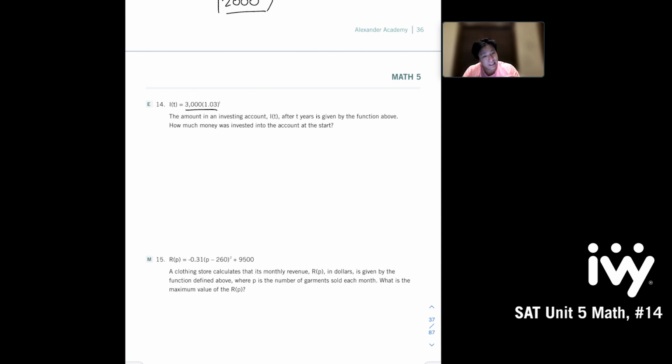Our variable, t here, is in the exponent, which means that as t grows, the whole thing is going to change. But it's scaling up by the factor of 1.03. So that's kind of like our incremental change. Whereas if t equals 0, so at the start, what's going to be the value that we're left with? It's going to be this constant value here. So 3,000 is going to be our initial money invested into the account. So t equals 0 years.